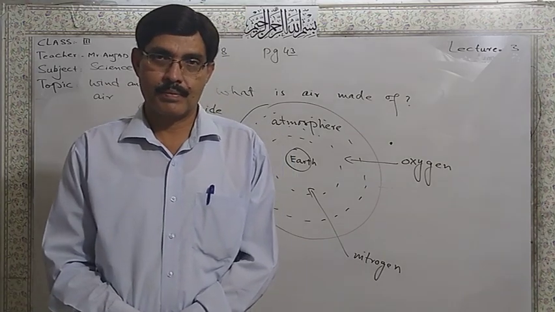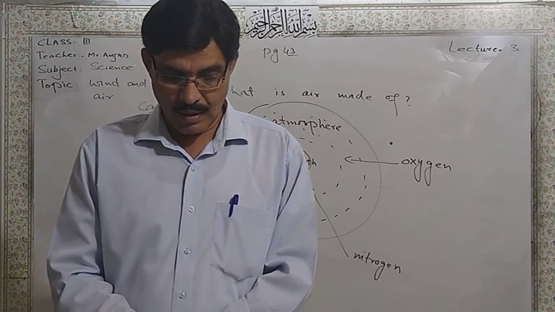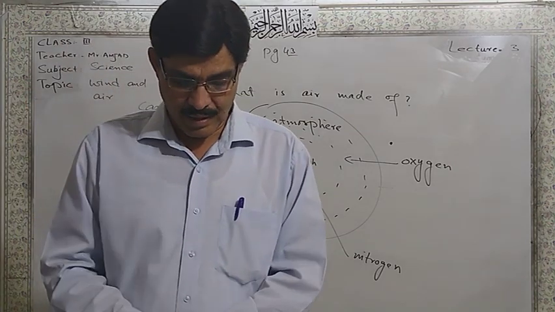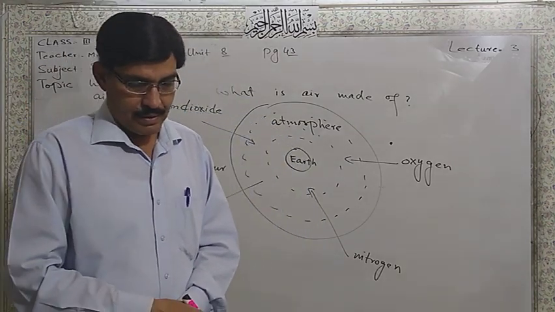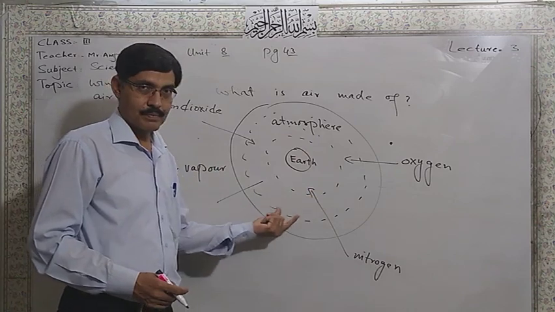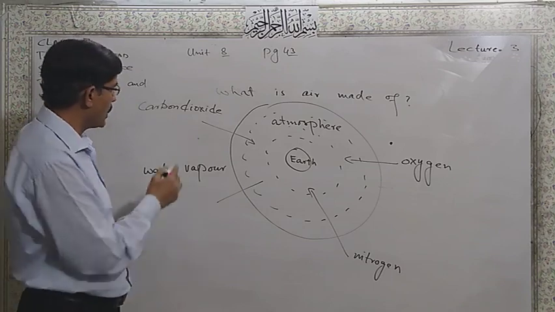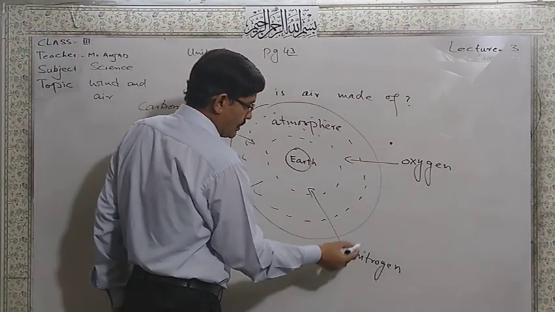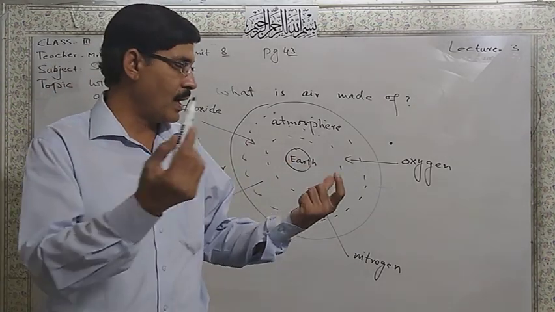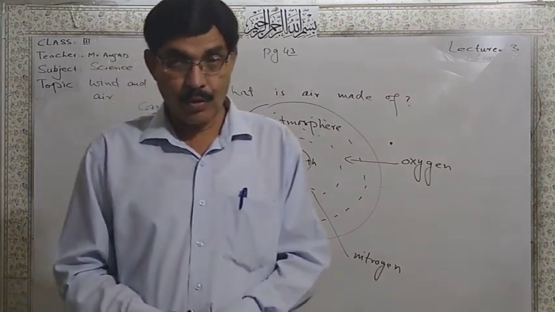Water vapor, the tiny sort of moisture, is called water vapor, in which we have tiny drops of water. That's called water vapor, also present in the air. The atmosphere around us has four things: carbon dioxide, oxygen, nitrogen and water vapor, around our earth, in our atmosphere. I hope you understood this one.